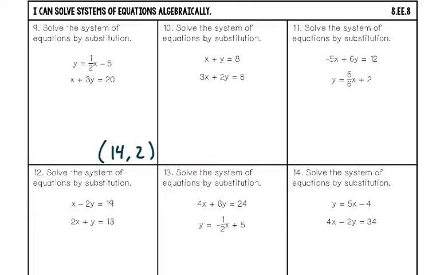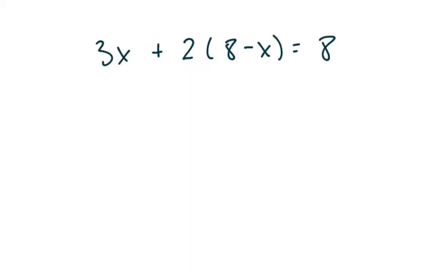I'm going to do what they told me to, so I need to get one of these variables isolated. I need to solve the first equation for an x or a y. So instead of x plus y equals 8, I'm going to write y equals 8 minus x. It's the same thing. It's just written differently. So now I'm going to plug what y equals here into the second equation. This is what it is after I substituted in this for y.